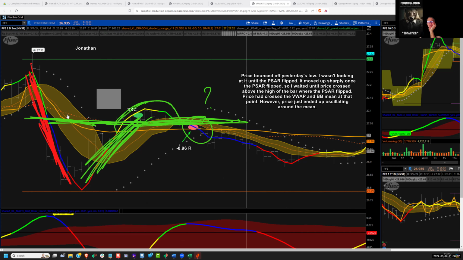This one is an entry into the fall, and this one is a rejection of the winter. So your MACD histogram's helping you there.